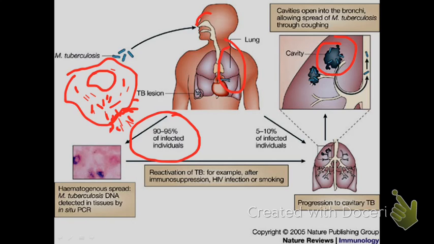Okay, and it is detected by PCR in situ, which means that you usually get the specimen from the site of the infection. Okay, 5 to 10% of infected individuals will result in progression to cavitary tuberculosis. Now, reactivation happens when, of course, you did not finish the regimen, or there are lifestyle causes, such as smoking, or if you are an immunocompromised individual, such as in cases of HIV infection.